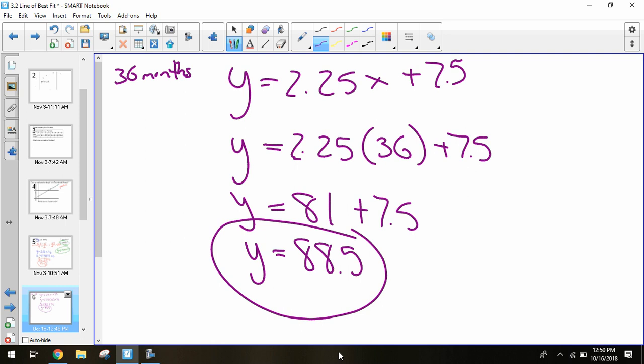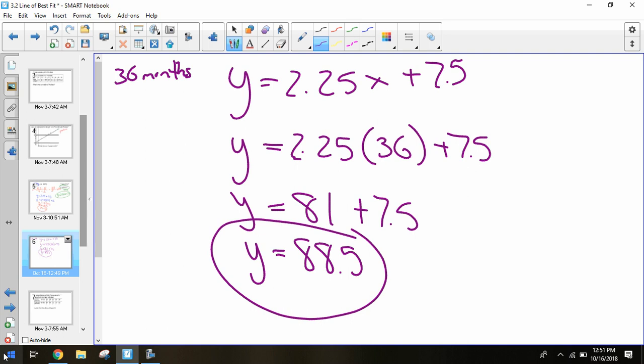So with these lines of best fit, we can predict the future. Using your data and using the relationship you found among that data, you can create a line of best fit, find the equation of that line, and you can use it to predict future events and future answers.